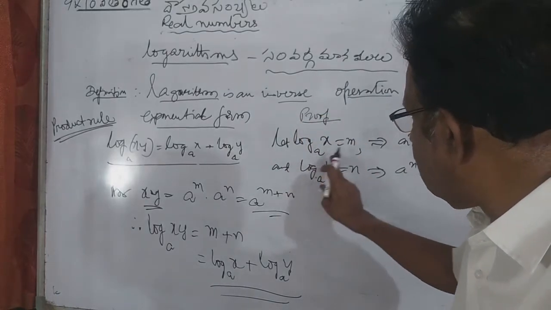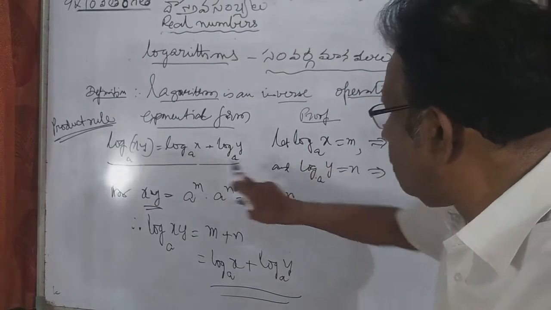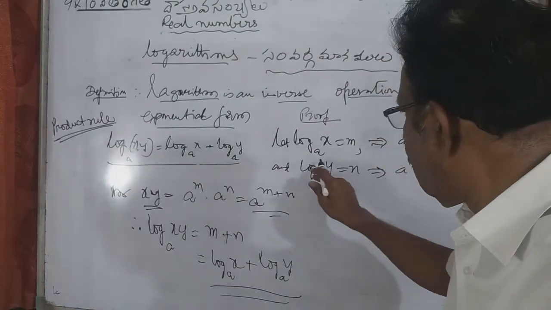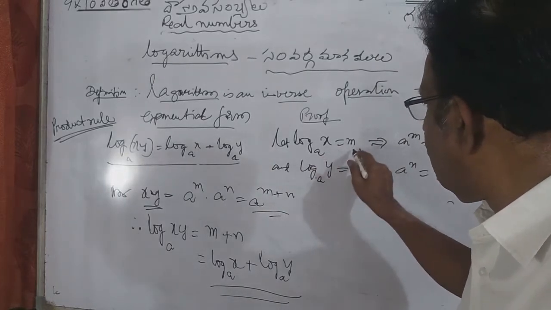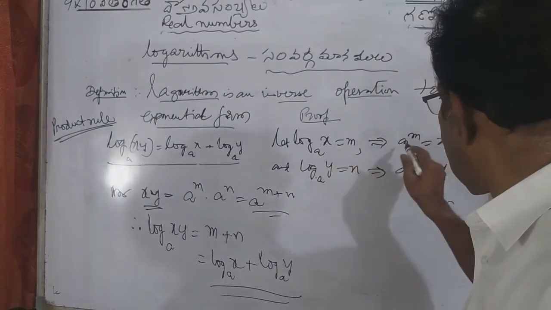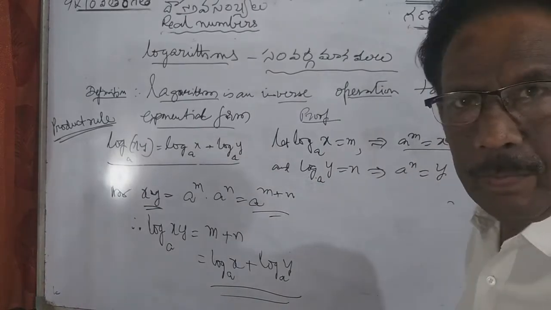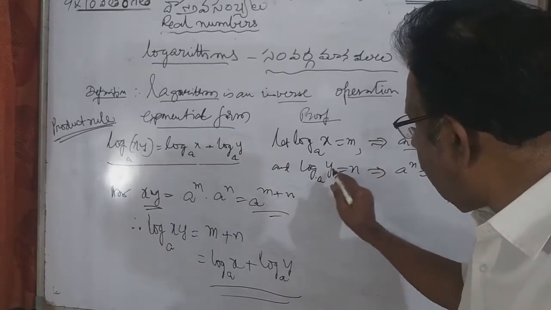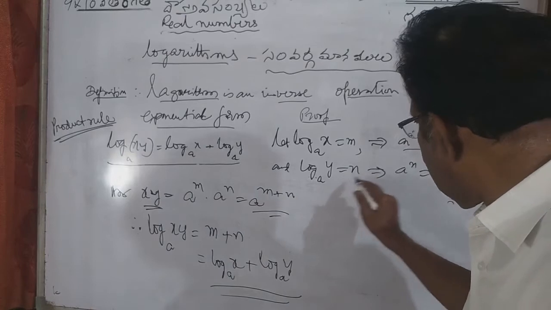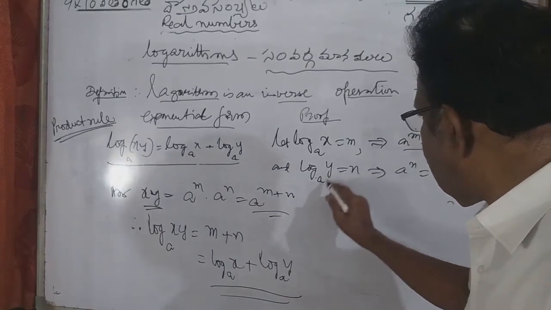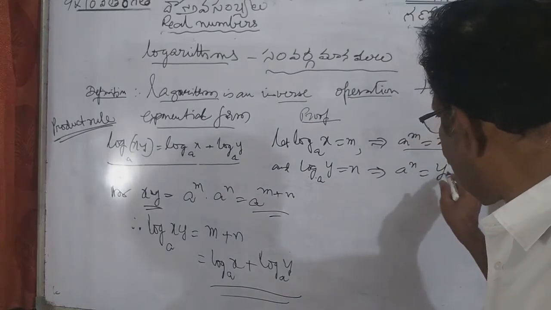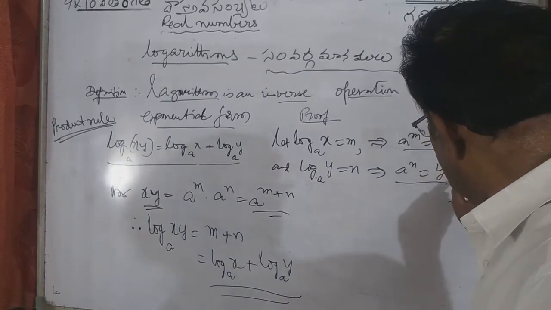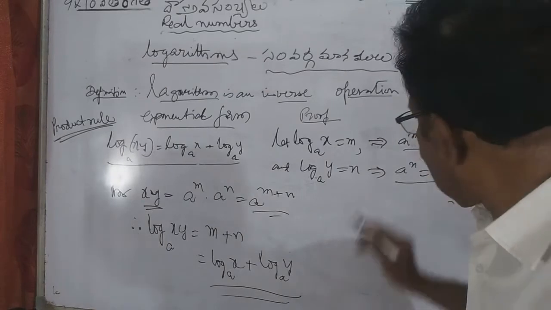Let log x to base a be equal to m. That implies, in exponential form, a to the power of m is equal to x, is it not? And let log y to base a be equal to n. That means, in the exponential form again, a to the power of n is equal to y. See these two statements.